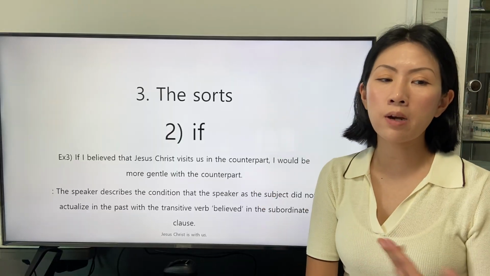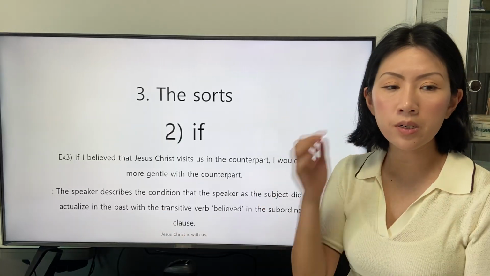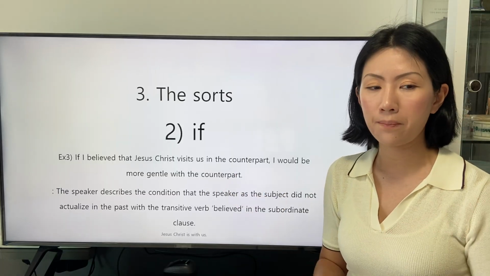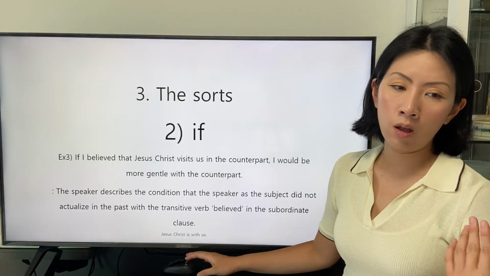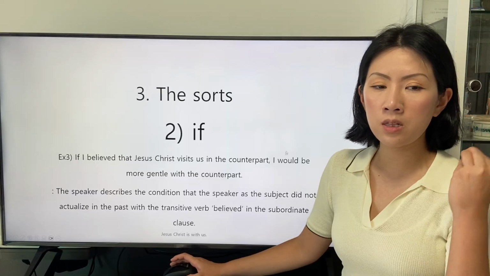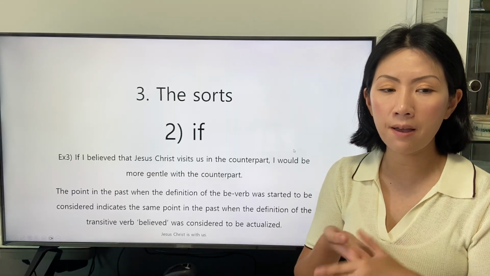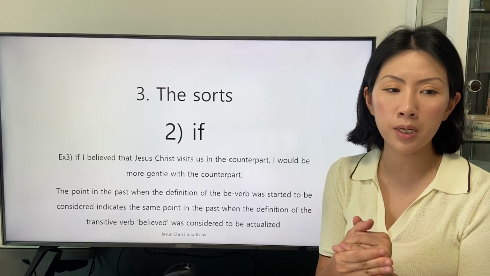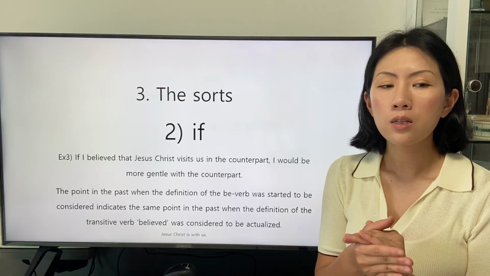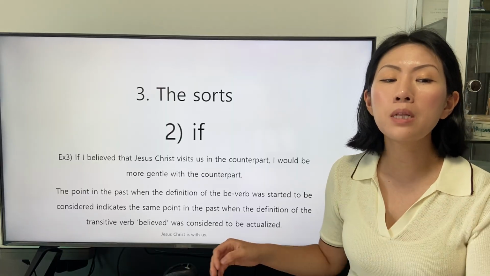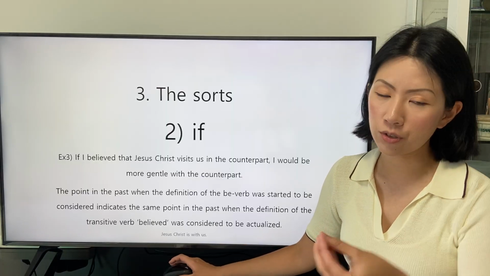Let's read the explanation. The speaker describes the condition that the speaker as the subject did not actualize in the past with a transitive verb believed in the subordinate clause. The point in the past when the definition of the be verb was started to be considered indicates the same point in the past when the definition of the transitive verb believed was considered to be actualized.